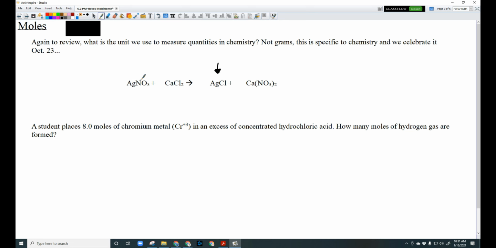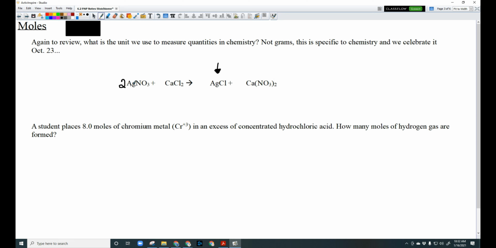So nitrate, NO3. I have nitrate on this side, so I'm going to balance this as a polyatomic ion. I'm going to keep it together and not split it up because I don't see any other nitrogens or oxygens over here. So we have one NO3 here, but we have two NO3 on this side. So we have to put a 2 here to balance out the nitrates.